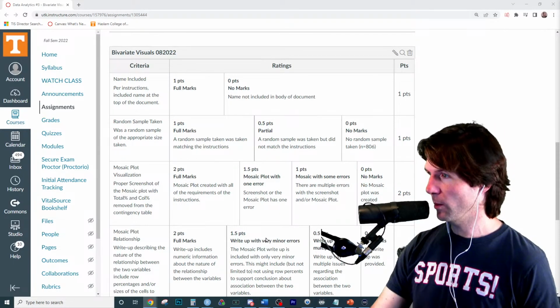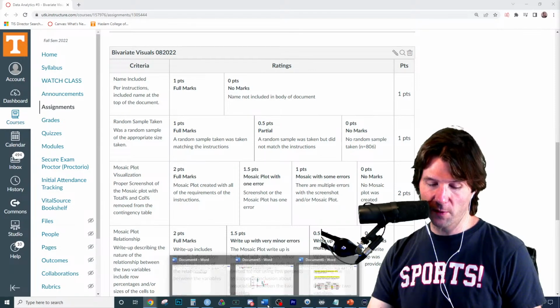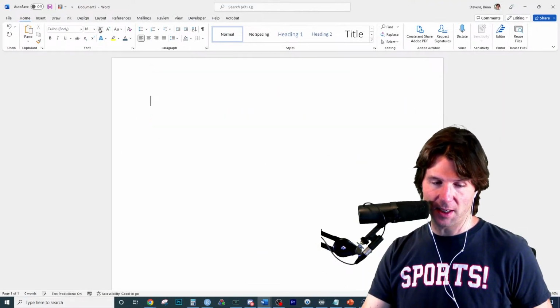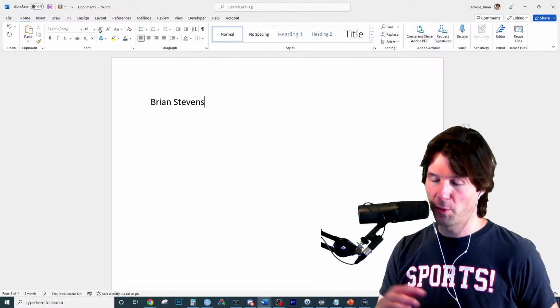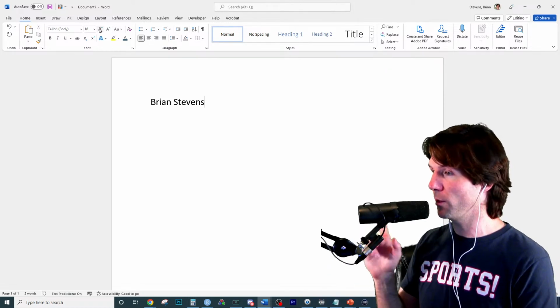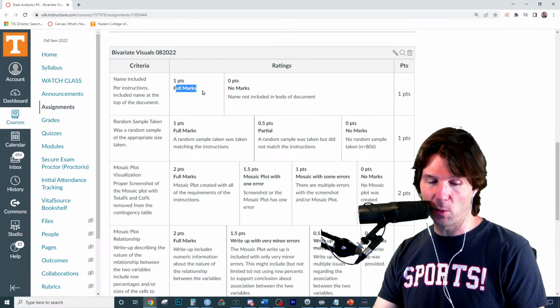First thing, and few people have missed this, put your name at the top of the document. So if you're working right here with me right now, you want to go into a document and put your name at the top. Brian Stevens. Don't put Brian Stevens, though, because I'm Brian. Maybe you're Brian Stevens, too, so then put Brian Stevens. Only if you're Brian Stevens. So now that we have our name at the top of the document, we have secured 1 point.